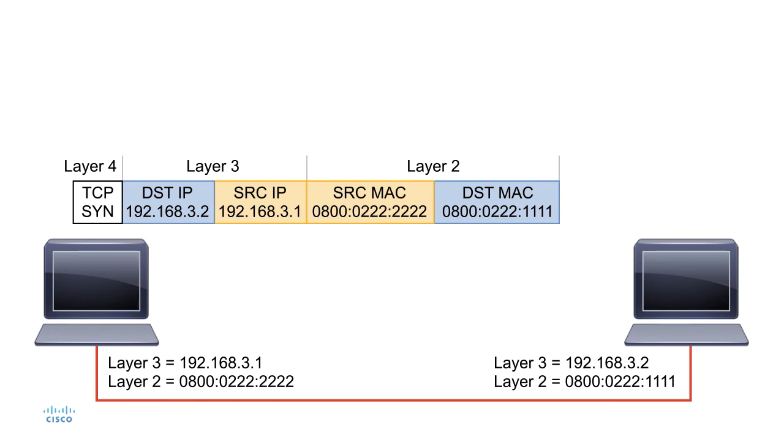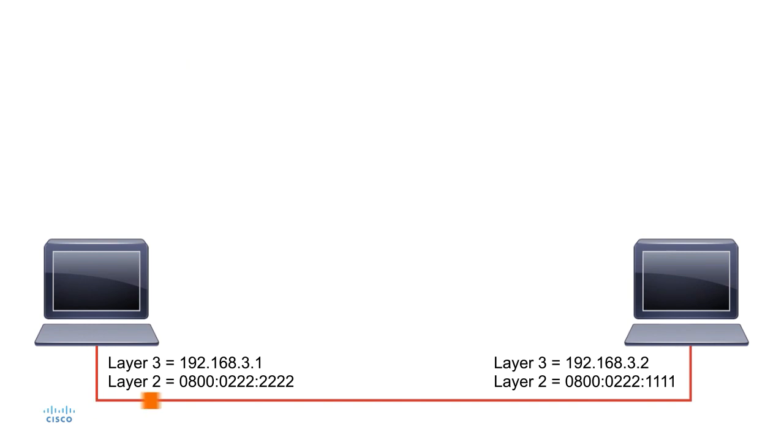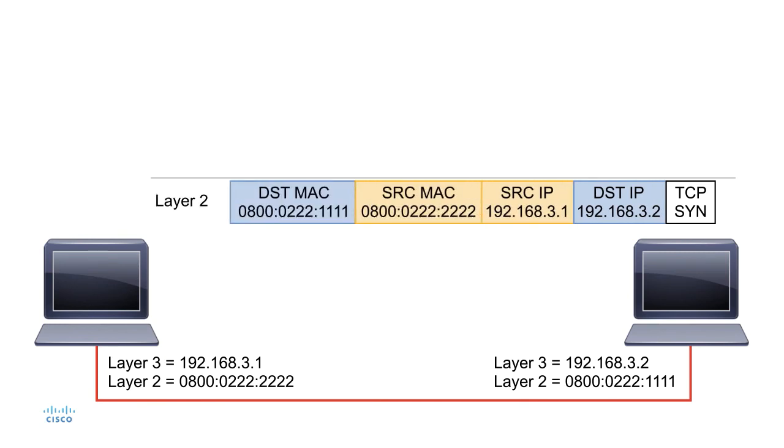This is a unicast. Okay, so layer 2 says, all right, I can send that pending packet, and it gets sent across the wire. Now, when the receiving computer sees that frame come in, he goes, oh, okay, I got something. It's got my MAC address on it.